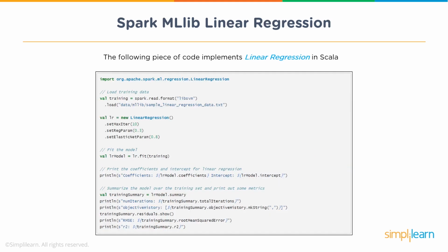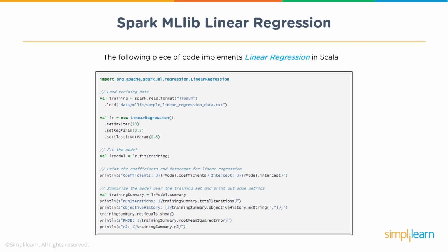Now let's look at some code. Here we are trying to solve a linear regression problem using Spark's MLlib. So we import the linear regression related package. Then we create a variable called training, which will be reading the data from a particular file. That file is in a text format. Then we create a variable called LR. This depends on the linear regression algorithm because that's what we want to use. We are setting up a max iteration, a regularization parameter, and an elastic net parameter.